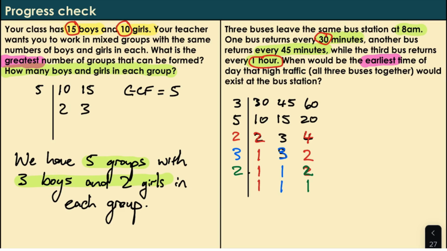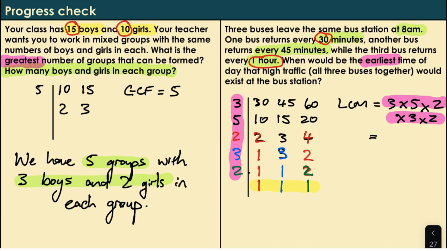And we are done because we have 1s at the bottom and we have our common prime factors down the side. We multiply the prime factors. And we get an answer of 180 minutes, which is the same as 3 hours.